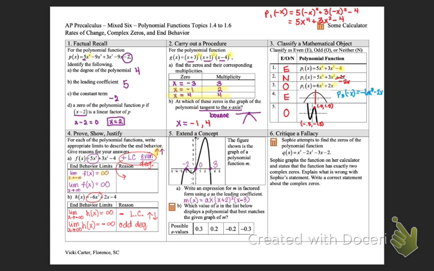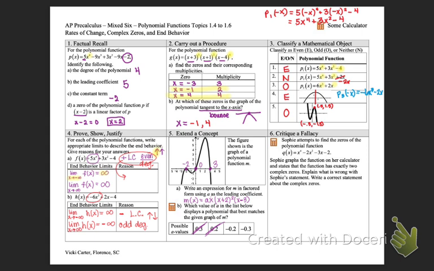But now for B, it says which value of A in the list below displays a polynomial that best matches the graph of M. Now, we can make some decisions here first without having to put anything in our calculator. Look at our end behavior. I know my end behavior is down on both sides. So that tells me my leading coefficient has to be negative, so it cannot be these two. The question is it negative 0.2 or negative 0.3?